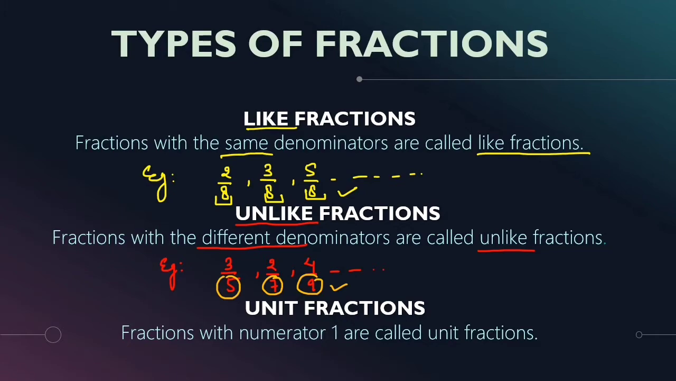The next type of fractions are unit fractions. As we know, unit means 1. So, fractions with numerator 1 are called unit fractions. For example, 1 by 3, 1 by 4, 1 by 8 and so on.